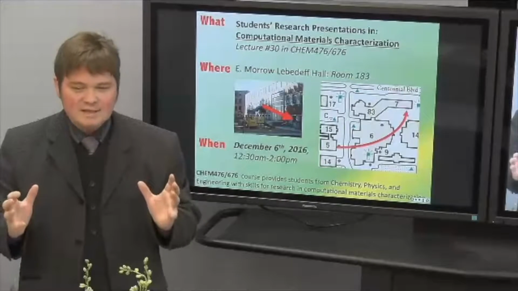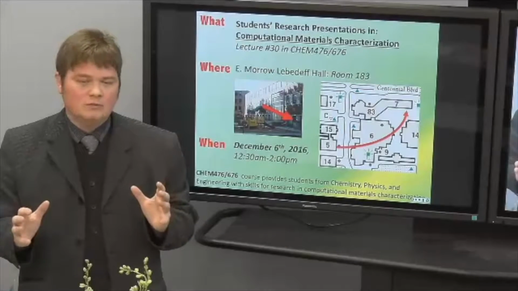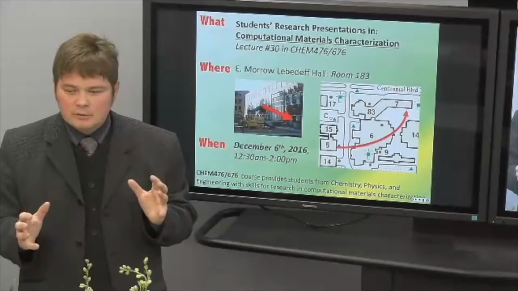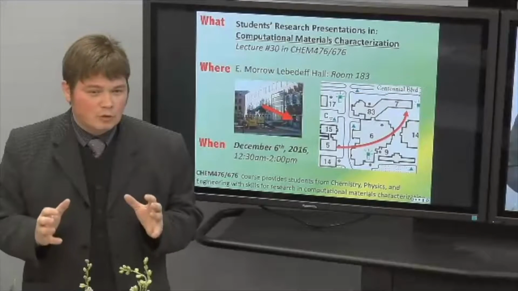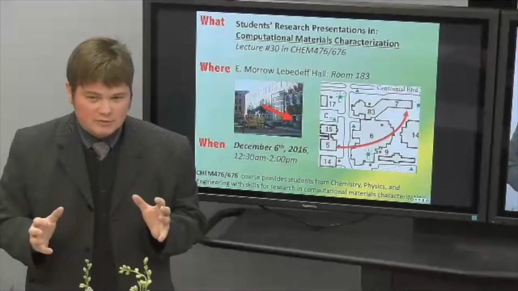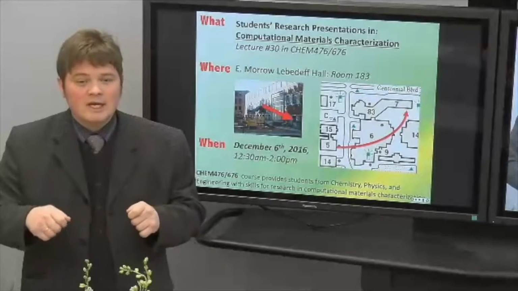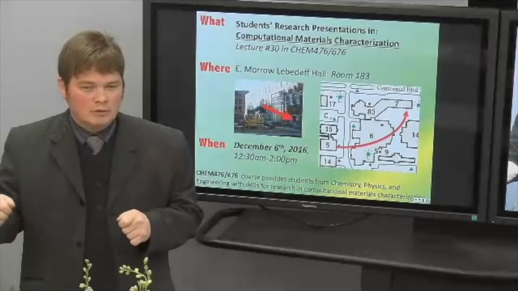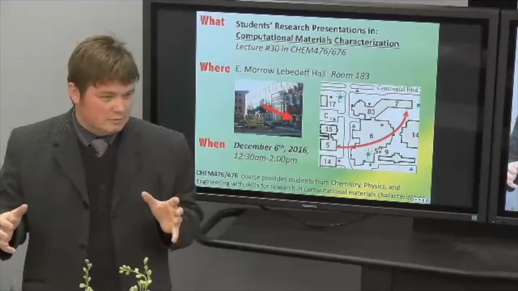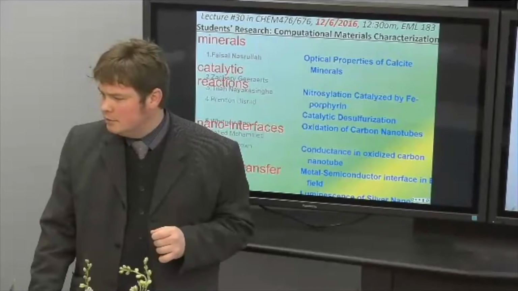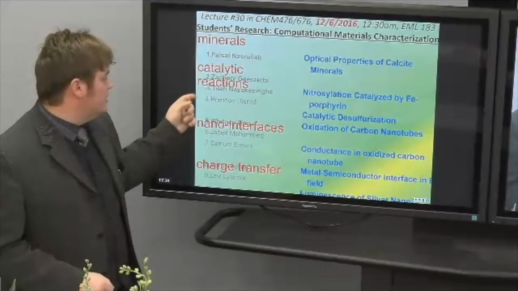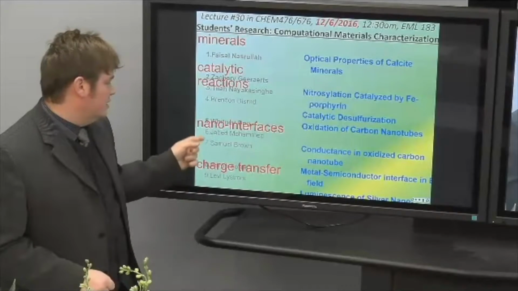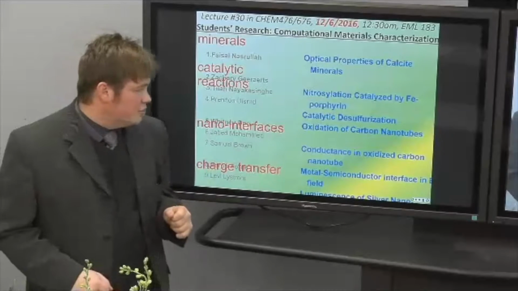So one of the goals of this component is to induce an appetite for computational research, so that those who are exposed in this course can continue going on if it looks interesting. Presentations are split into 4 segments: the study of minerals, study of catalytic reactions, study of nanointerfaces, and study of charge transfer.